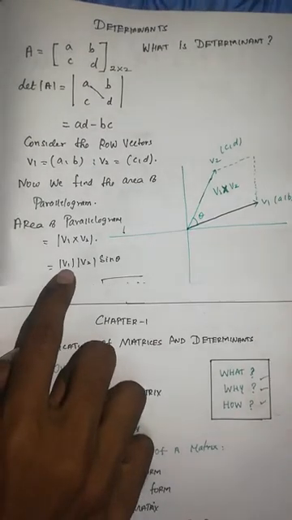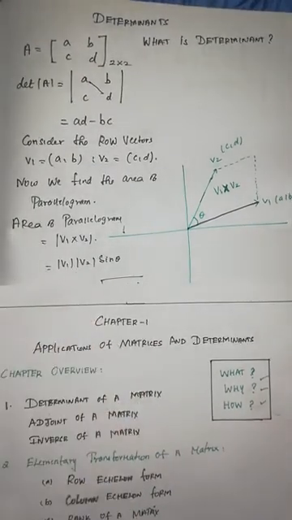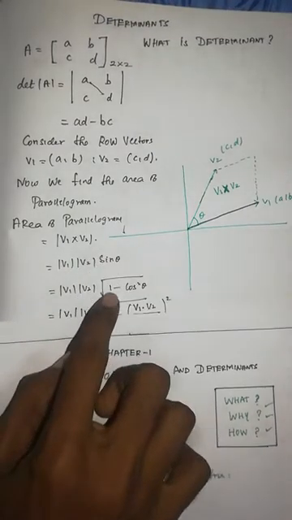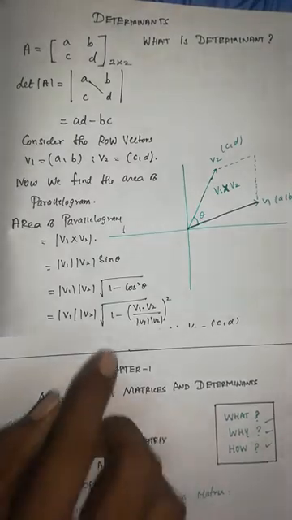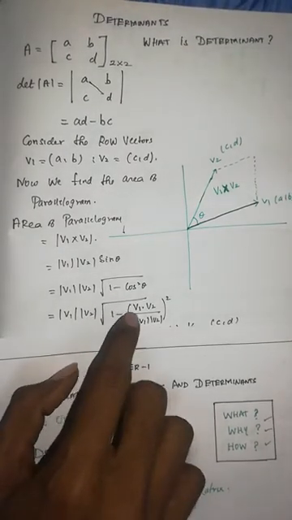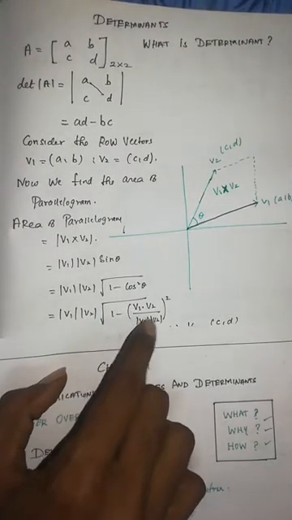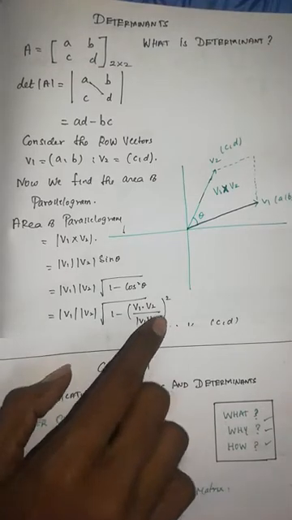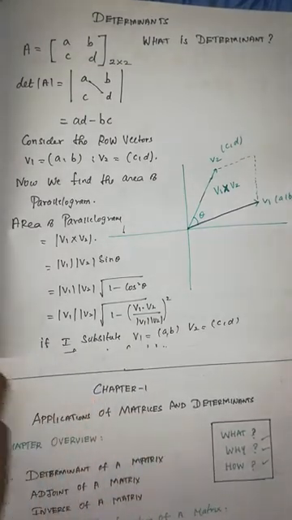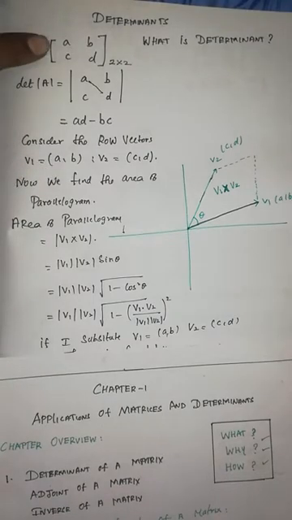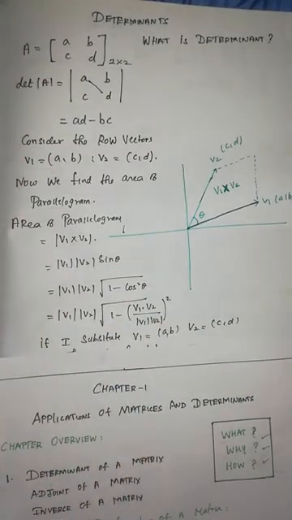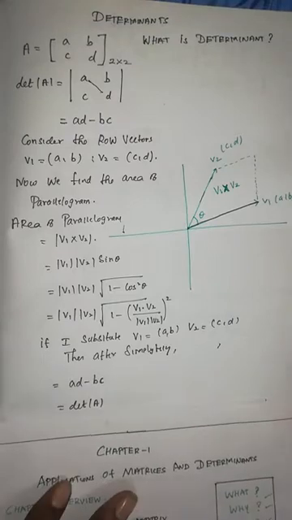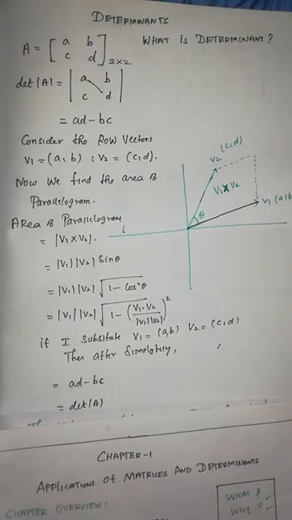Which is mod V1 mod V2 sin theta, and we know that sin theta is the square root of 1 minus cos square theta. For the angle between two vectors, I have used the formula V1 dot V2 by mod V1 mod V2. So if I substitute V1 as A comma B and V2 as C comma D, since the matrix A has rows A comma B and C comma D, after simplifying, I get the value AD minus BC.